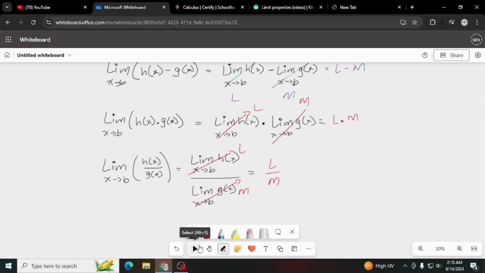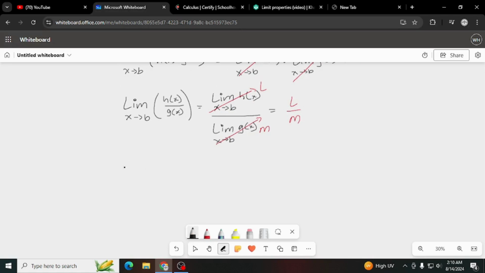A similar case applies for powers. Let's see if the function is given in terms of some exponent: the limit as x approaches b of the function h of x raised to a power a. That's simple. You take the whole power on the limit, so that's going to be the limit as x approaches b of h of x, all raised to the power a. We know that this limit is equal to L, so that is going to be L to the power a.